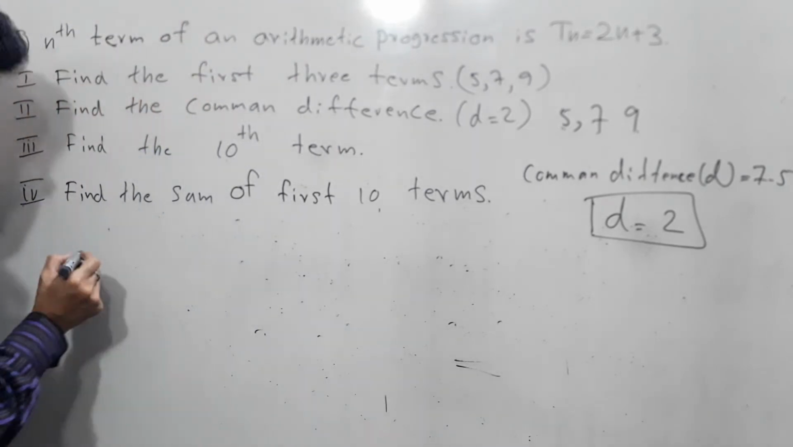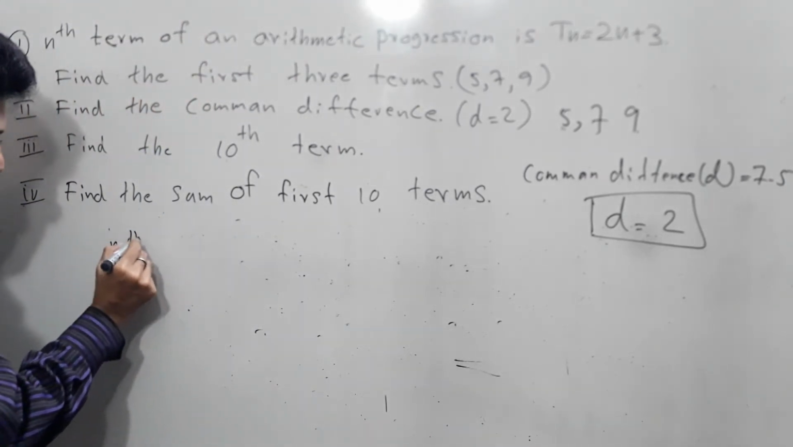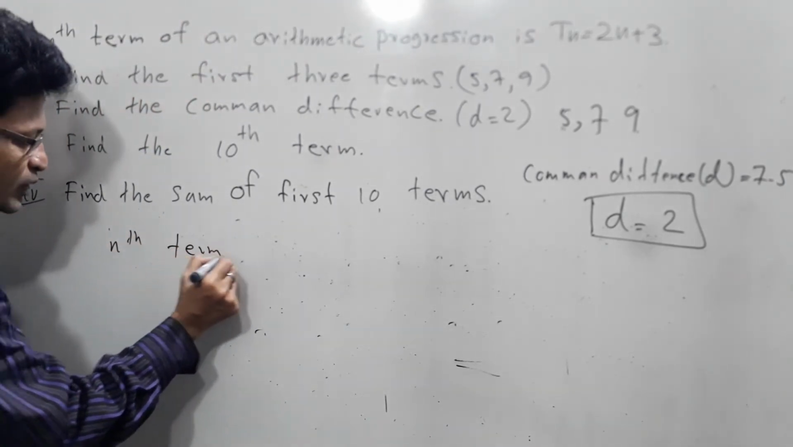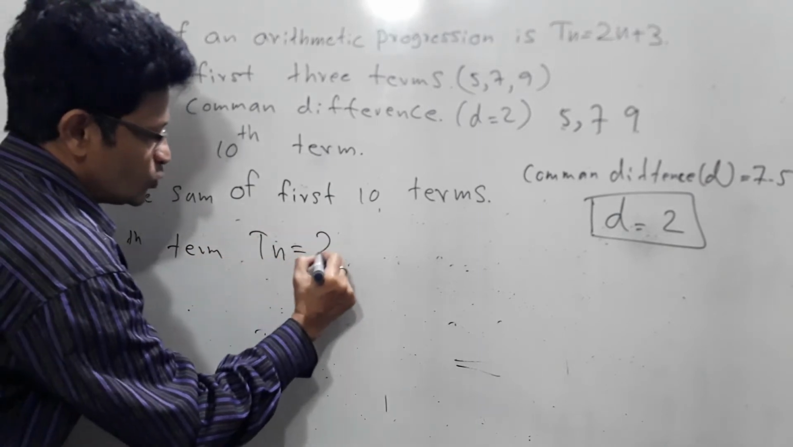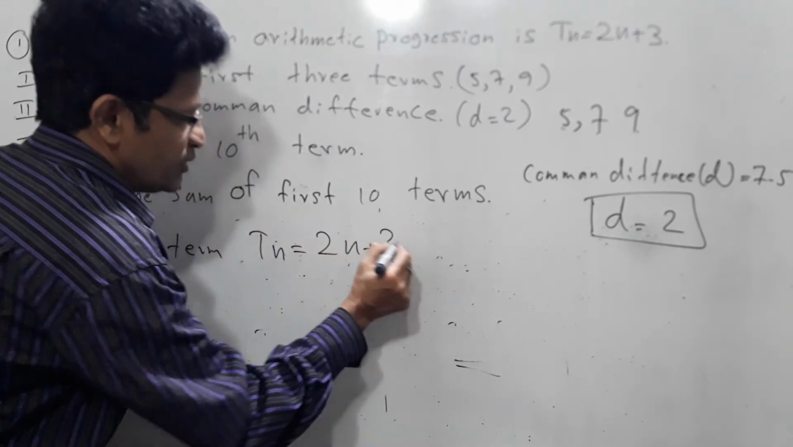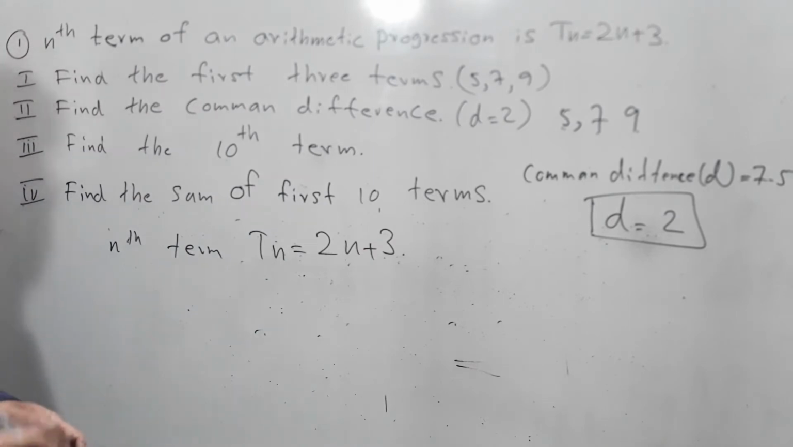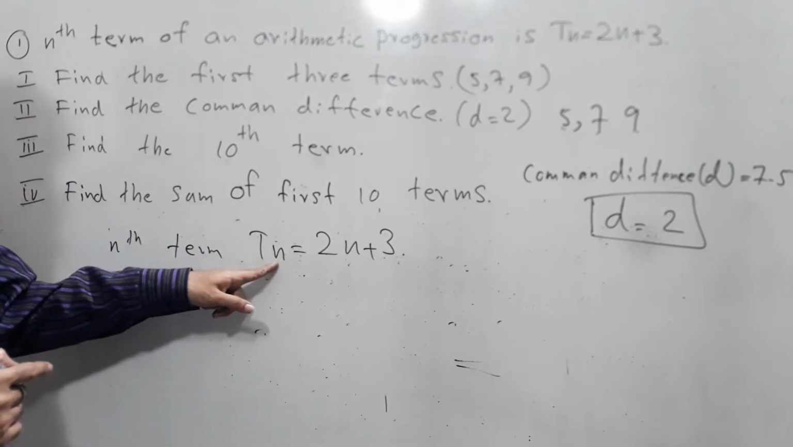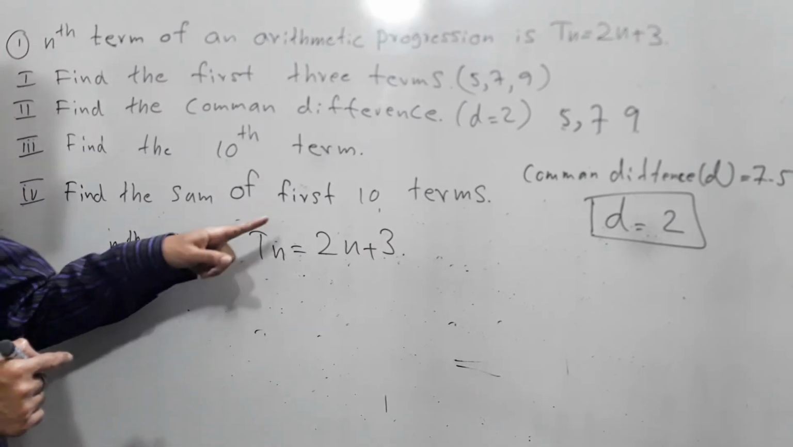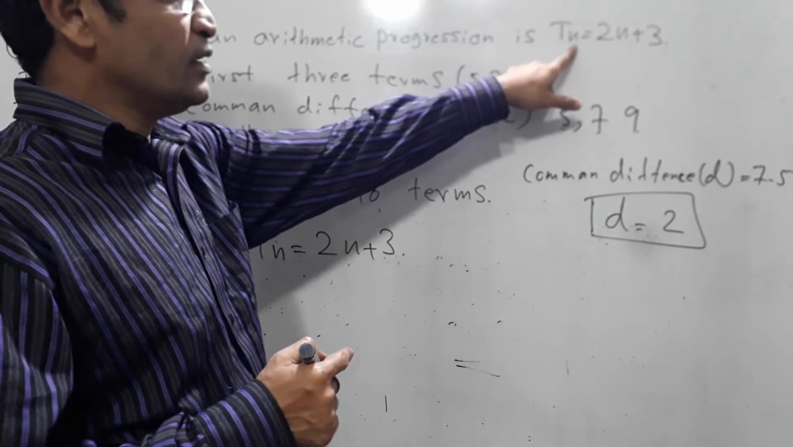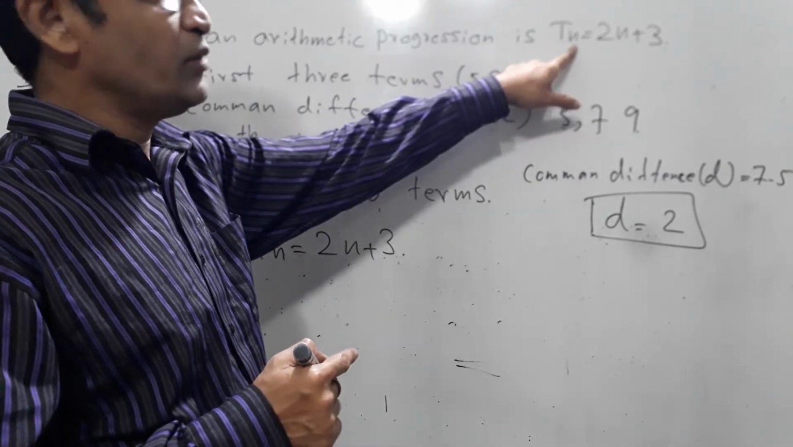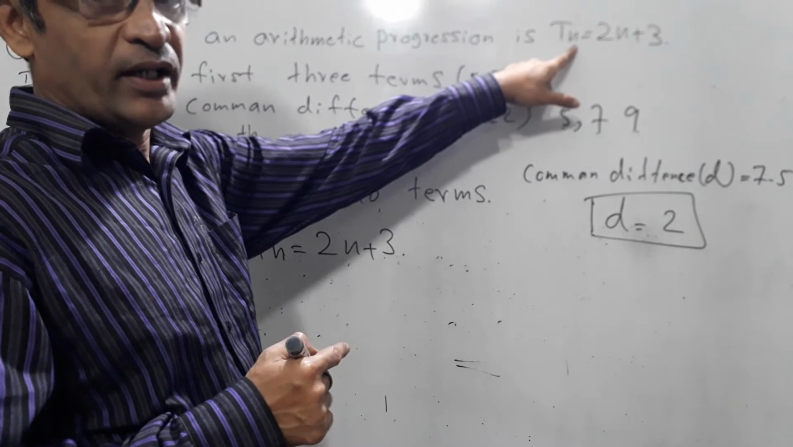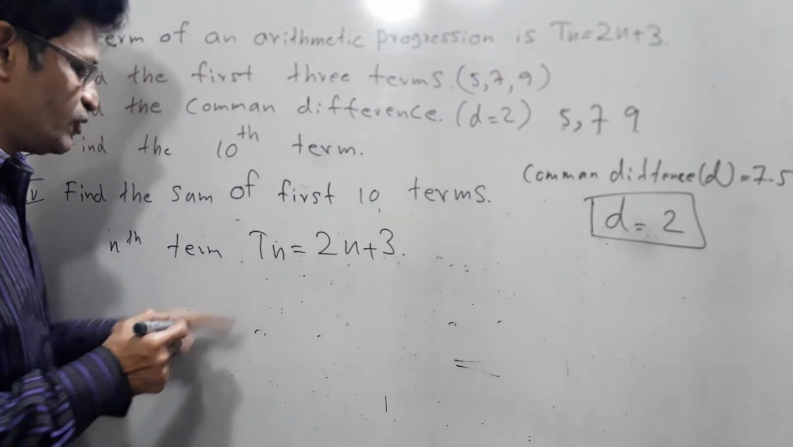So how to find the 10th term? The nth term Tn equals 2n plus 3. To find the 10th term, you substitute n equals 10. Because to find the first term, you substitute n equals 1, second term n equals 2, third term n equals 3. Similarly, to find the 10th term, you substitute n equals 10.